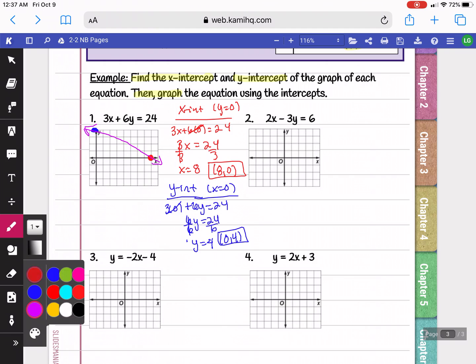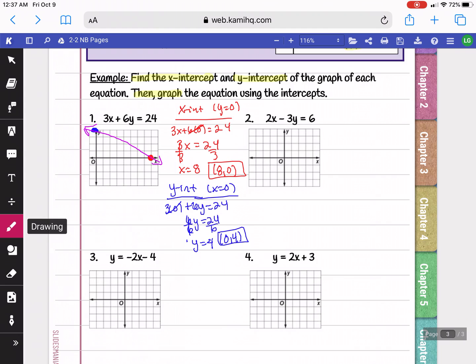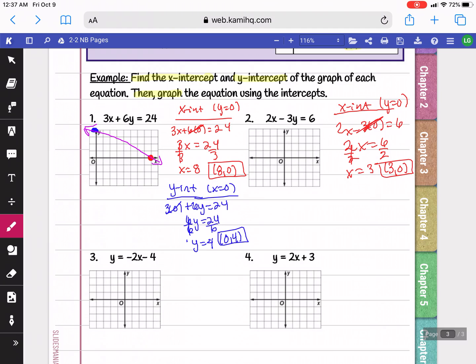Our next problem is going to do the same steps. So to find our x-intercept, we're going to plug in 0 for y. So our 3y disappears and we're left with 2x equals 6. So for this problem, our x-intercept is 3 or 3, 0 if you're writing it as a point. So on your x-axis, you would go to 3 and put a point there.